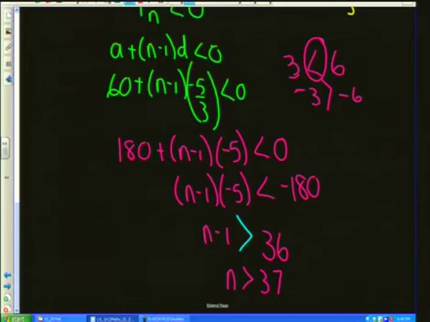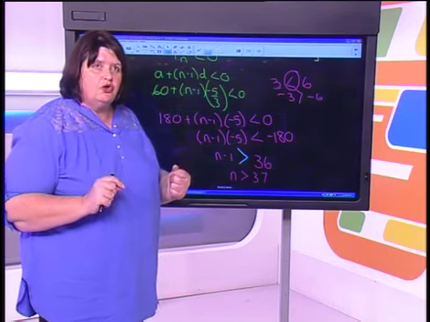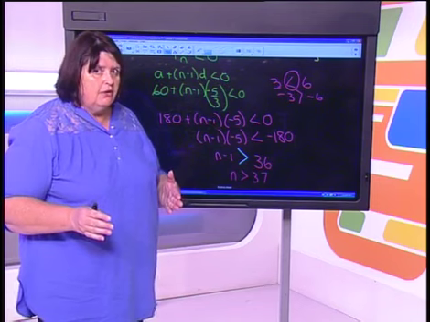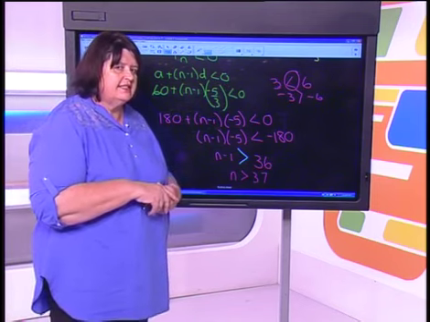And once again, you could times it out and then collect it. It would make no difference. And so I know that n is greater than 37. So only after the 38th term would it be less than 0. So as we're going, we're only going to start becoming negative at that stage.